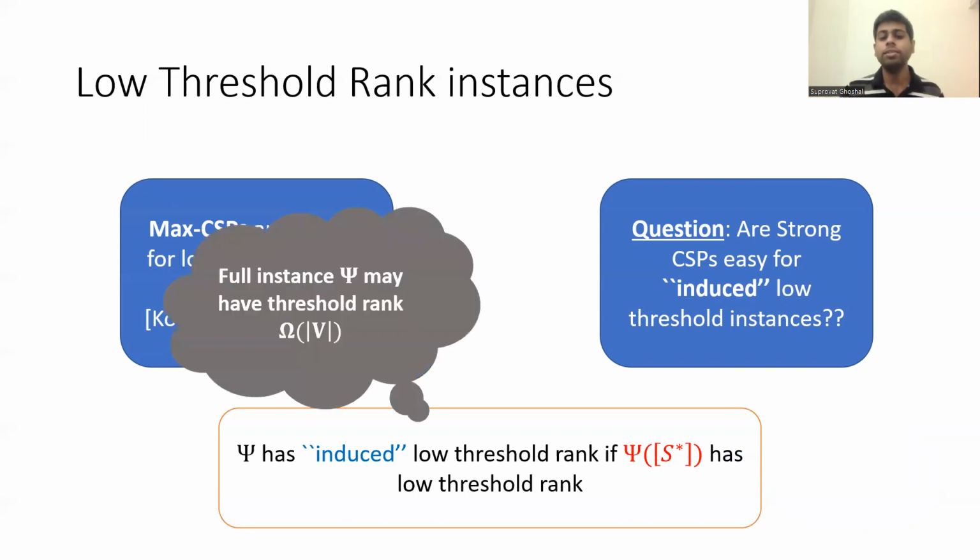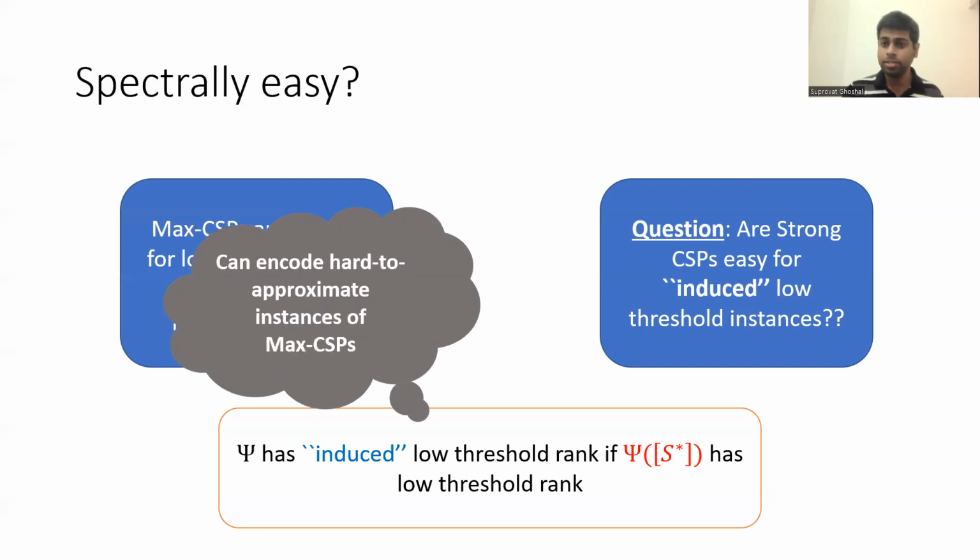Note that as such, under this condition, the full graph may have threshold rank which is linear in the number of vertices, and it's actually not too hard to come up with instances which encode hard to approximate max CSP instances, and those are instances which satisfy this induced low threshold rank property.